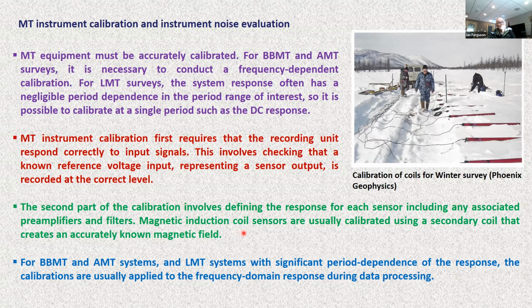And coil sensors are usually calibrated using a secondary coil generating an accurately known field. For BBMT and AMT with significant period dependence, the calibrations are usually applied to the frequency domain response during data processing.